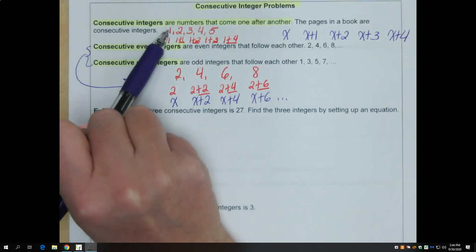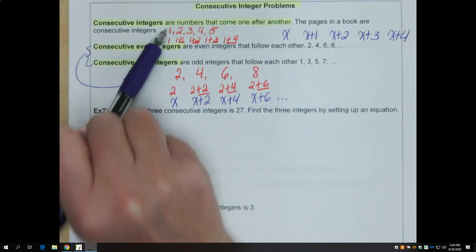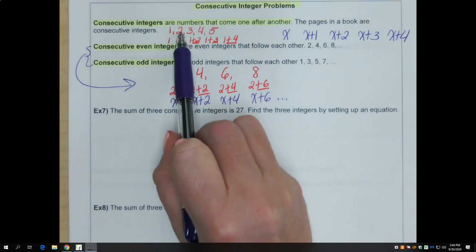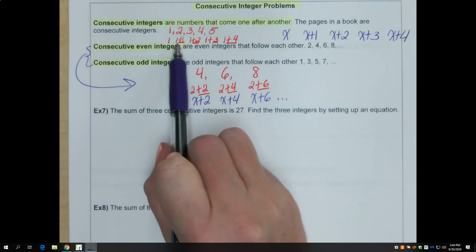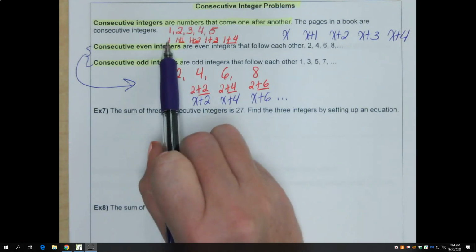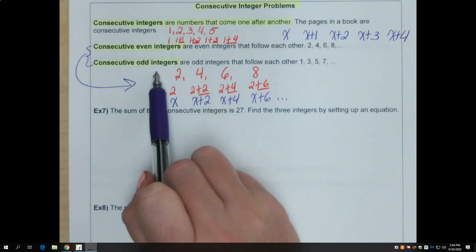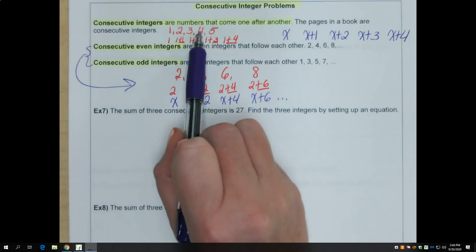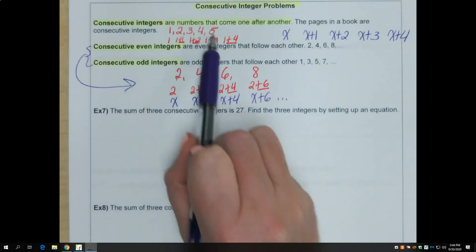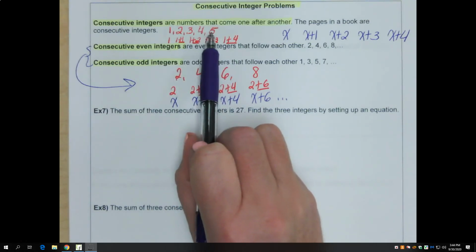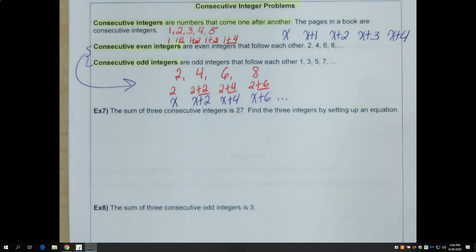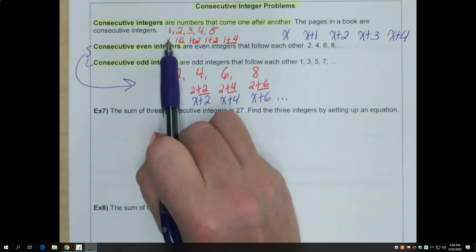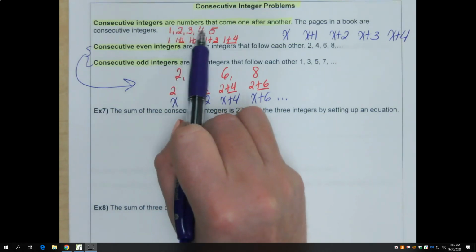So let's say 1 is the number that I'm starting with, all right? So how do I get from 1 to 2? Well, I would have to add 1, right? 1 plus 1 is 2. How do I get from 1 to 3? Well, 1 plus 2 is 3. Same thing, how do I get from 1 to 4? 1 plus 3 is 4. How do I get from 1 to 5? 1 plus 4 is 5. So in this example, the number that I'm working with is the number 1. And that's helping me get from 1 to 2 to 3 to 4 to 5.